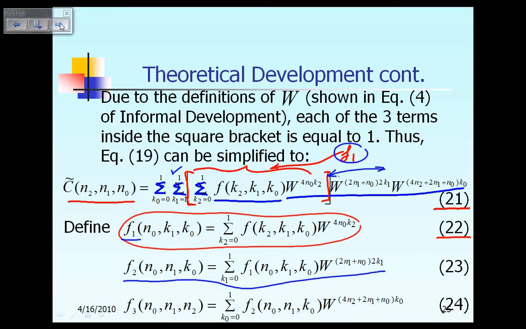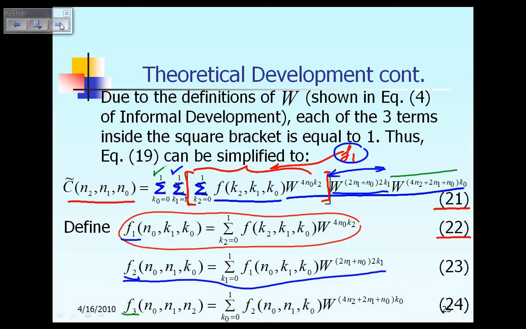So the procedure basically is, first you calculate f1 based on the definition shown in equation 22. Then knowing f1, you multiply with this w term right there. Together we call it f sub 2. And then finally, knowing f sub 2, you take the summation on k0, you times f sub 2, and then you multiply with this last w term, and that will give you f sub 3.